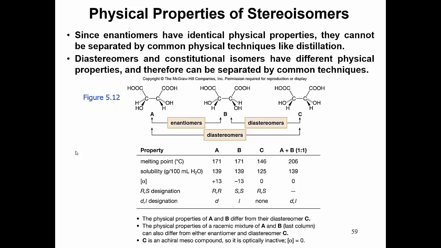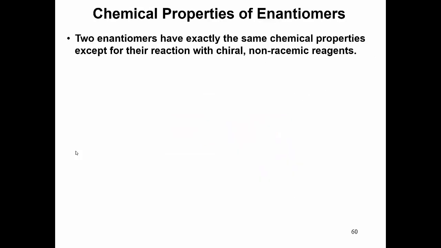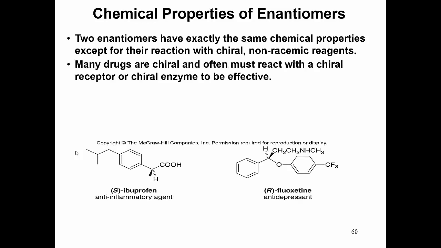So diastereomers and constitutional isomers are going to have different physical properties, and they can be separated by common techniques. Enantiomers need to be separated by chiral techniques because they bind to other chiral molecules in a different fashion from each other. We'll hear more about that as time goes on. But diastereomers can be treated pretty much like distinct compounds, whereas with enantiomers, it's harder for nature to distinguish those from each other with just one chiral center. Enantiomers have the same chemical properties except for reactions and interactions with other chiral species.